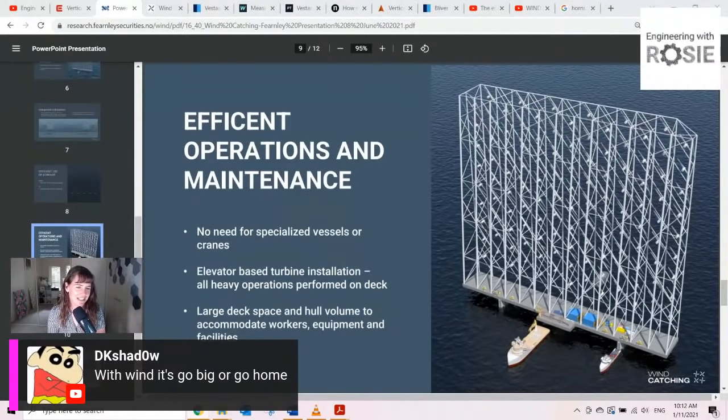So DK Shadow says, with wind, it's go big or go home. Economically, that is definitely the way that it works out, and we are seeing trends to get bigger and better. So this and the Vestas multi-rotor, they're both aiming to go bigger without just continuing to grow the normal 3-bladed structure. And I do think that we are going to need to see some sort of innovation like this at some point.